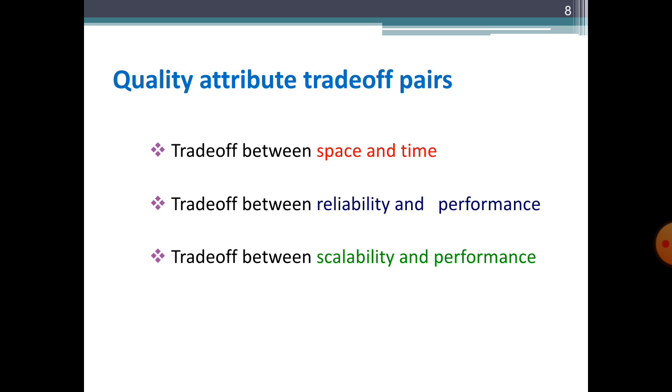So these are the three different quality attribute trade-off pairs where, if we achieve one quality attribute, the other is compromised, and if we achieve the second quality attribute, the previous one is also compromised. So no single architecture can meet all quality attributes simultaneously. That's why there are these trade-offs between these quality attribute pairs.